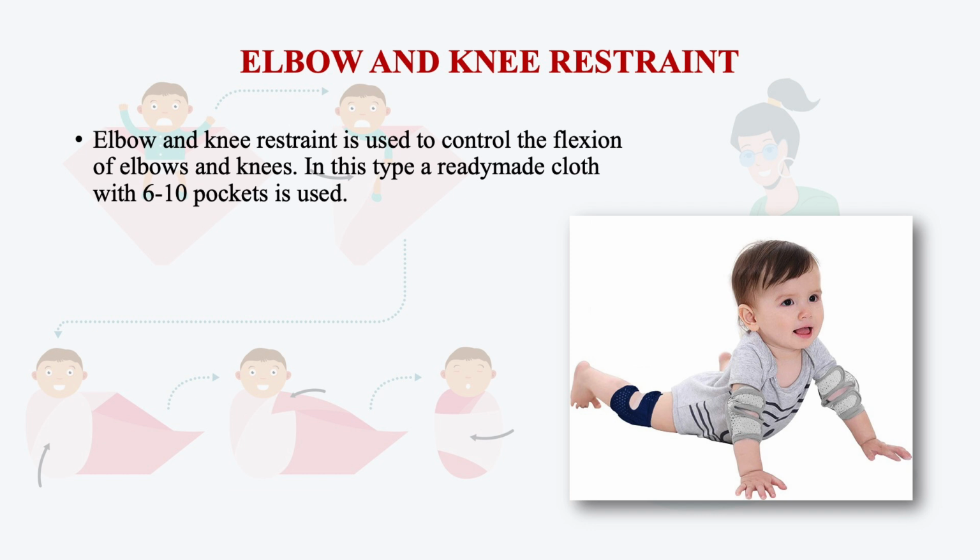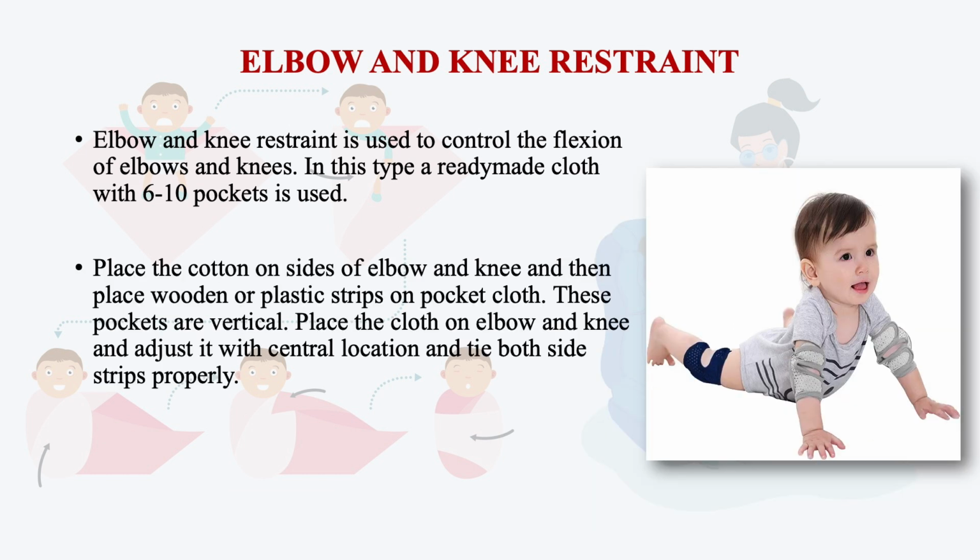Elbow and knee restraint is used to control the flexion of elbows and knees. In this type, a ready-made cloth with 6 to 10 pockets is used. Place the cotton on sides of elbow and knee and then place wooden or plastic strips on pocket cloth. These pockets are vertical.